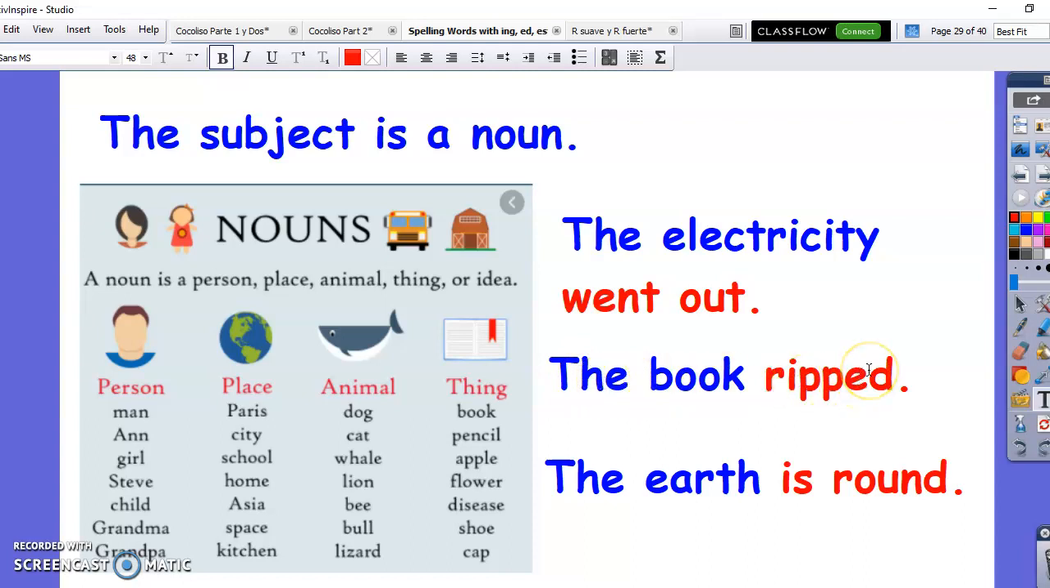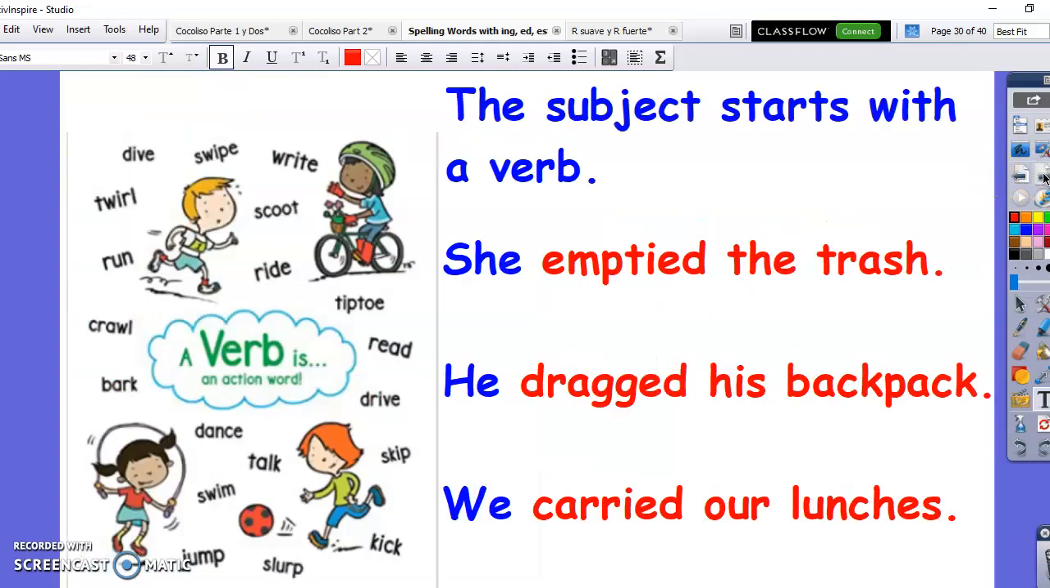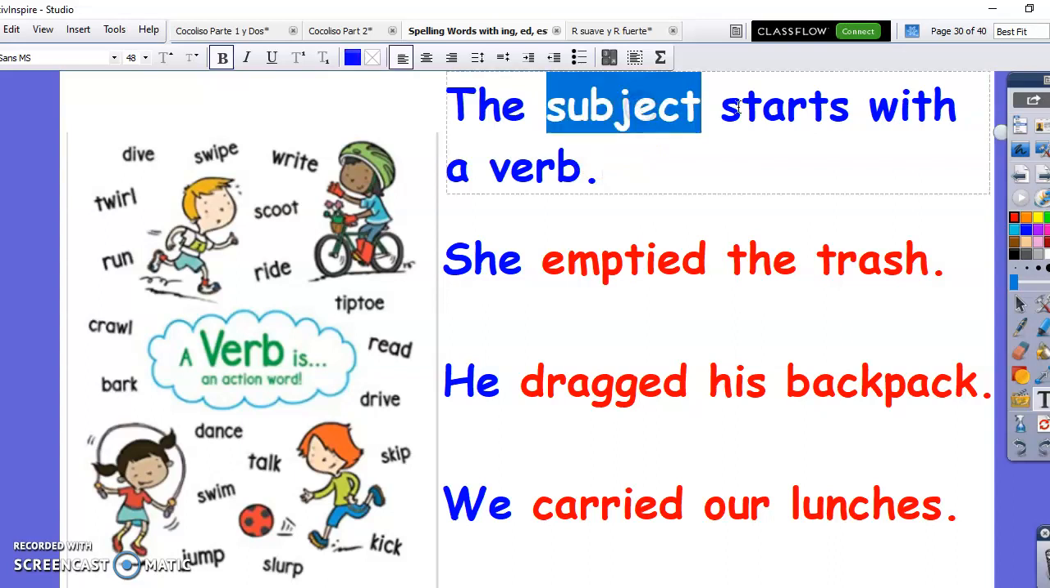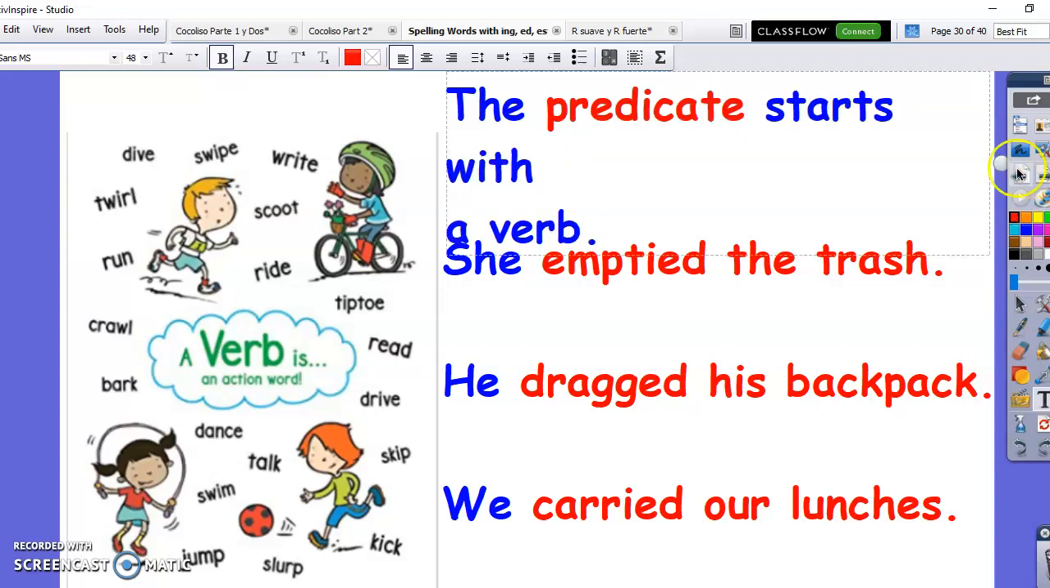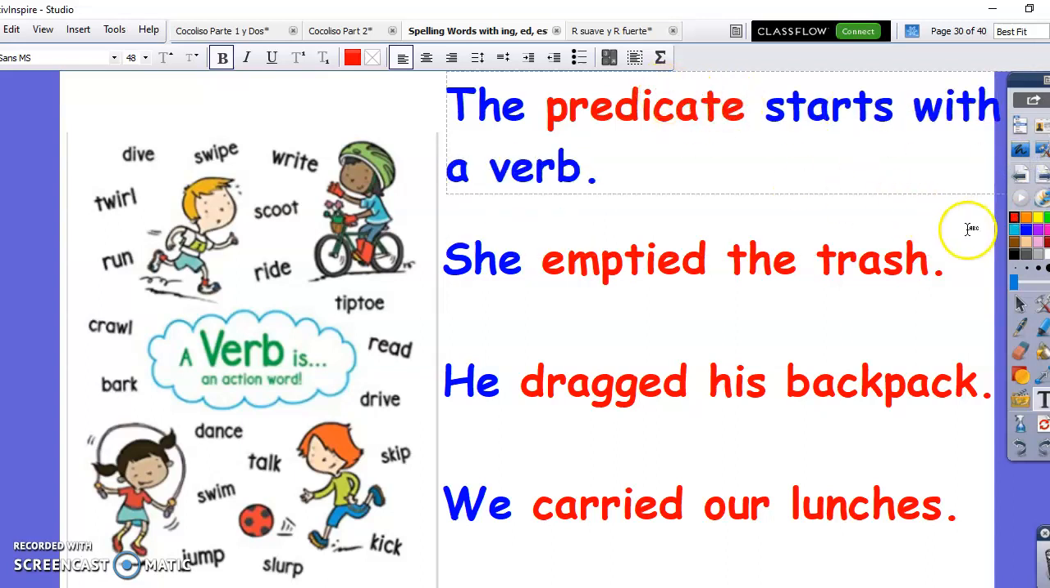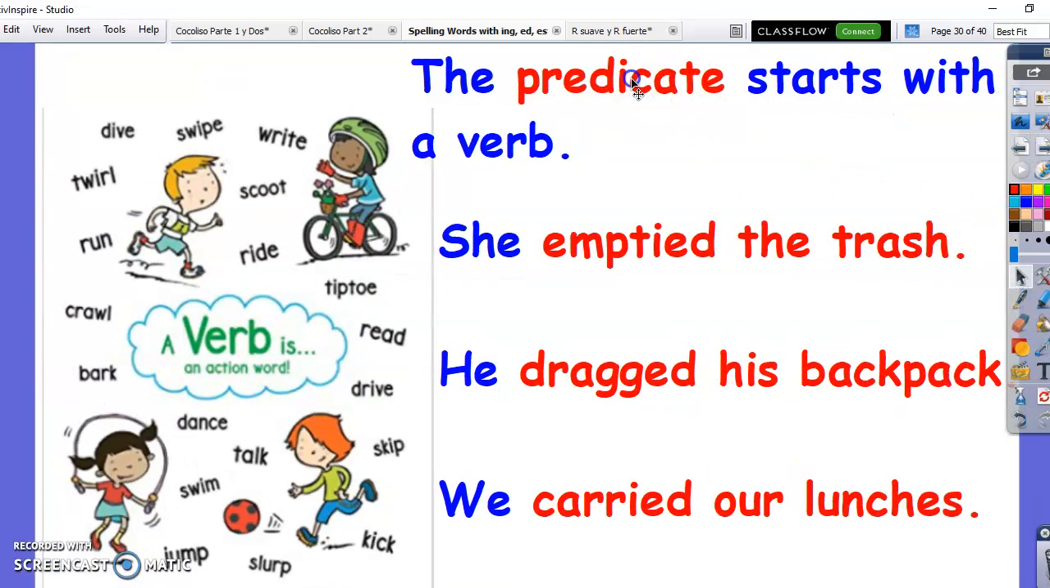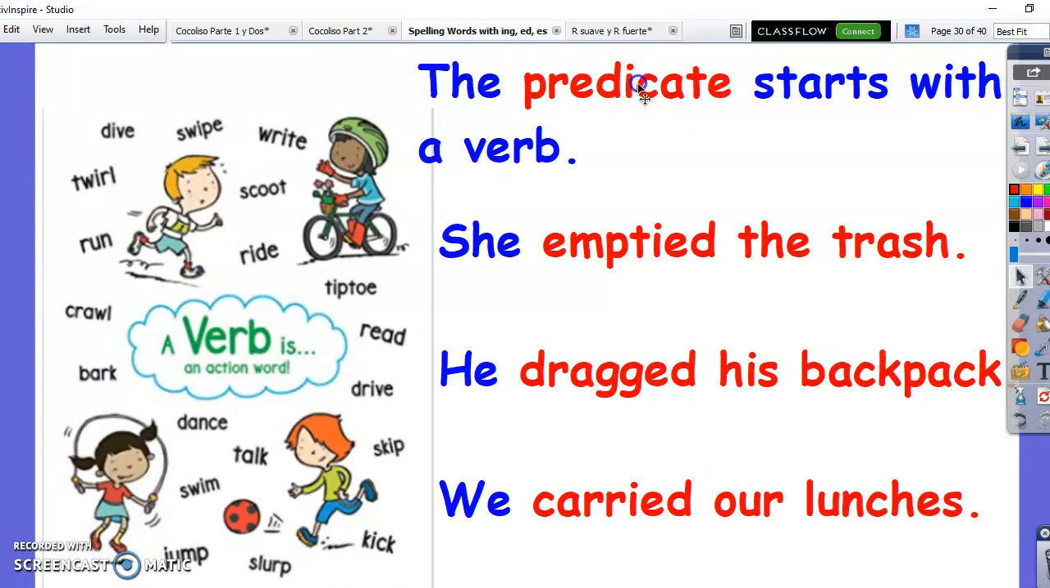And the reason why I'm going over this is just to review how to make simple sentences so the students can write sentences with their spelling words. Here, the earth is round. The earth is actually the subject. So just remember that the subject starts with this should change. It should be predicate. It's the second part of a sentence. It's where the action is. And the predicate always starts with a verb because it's the action.